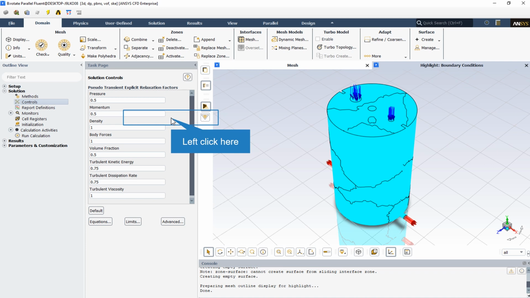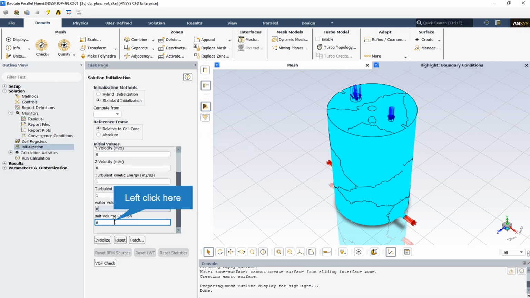Typically, an increase in the under-relaxation factors brings about a slight increase in the residuals, but these increases usually disappear as the solution progresses. If the residuals jump by a few orders of magnitude, you should consider halting the calculation and returning to the last good data file saved.